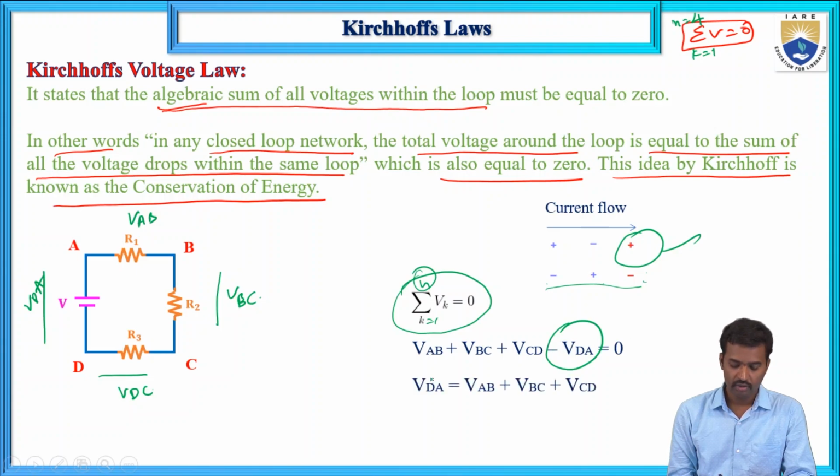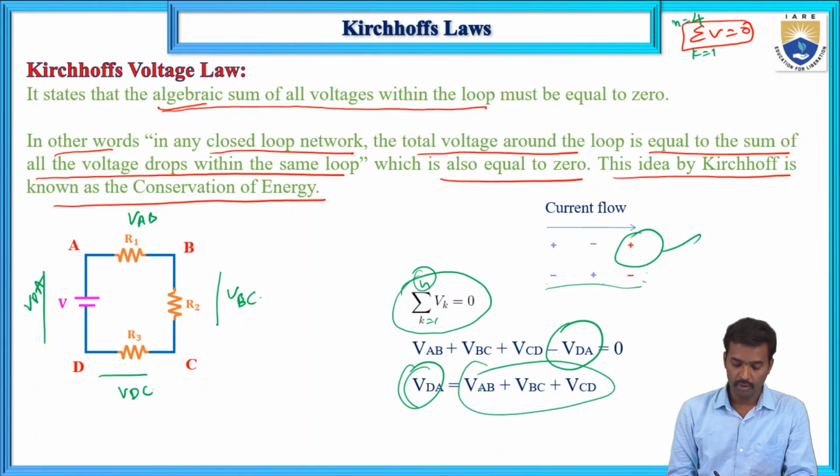And now here the rising voltage is equal to the summation of the dropping voltages: VAB plus VBC plus VDA.